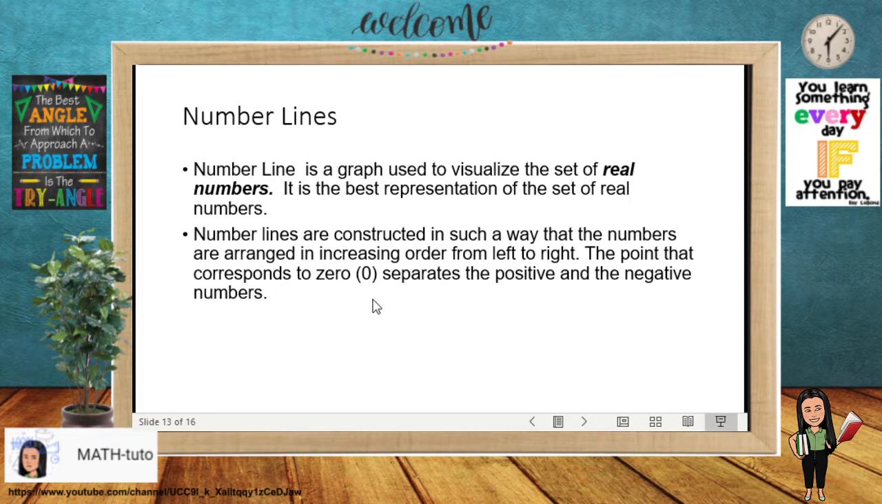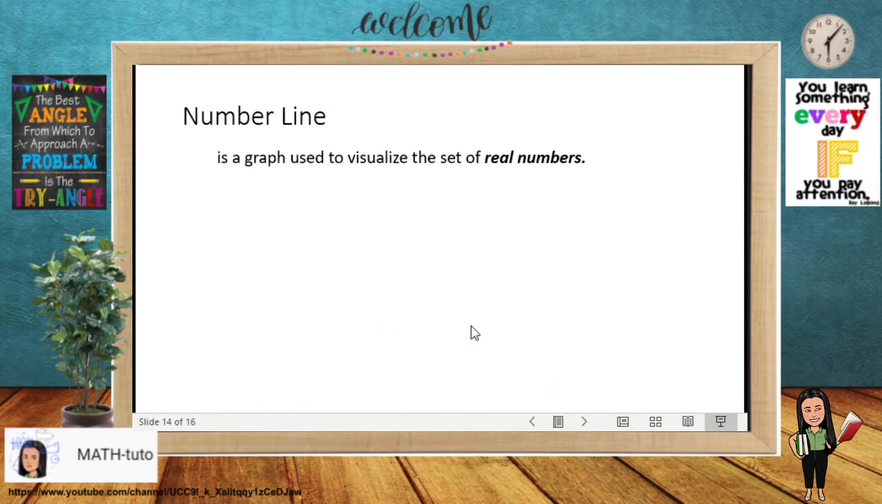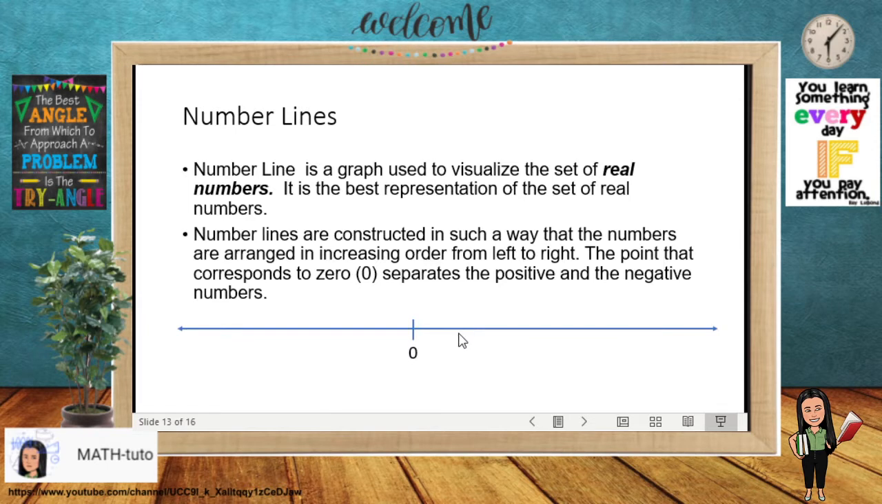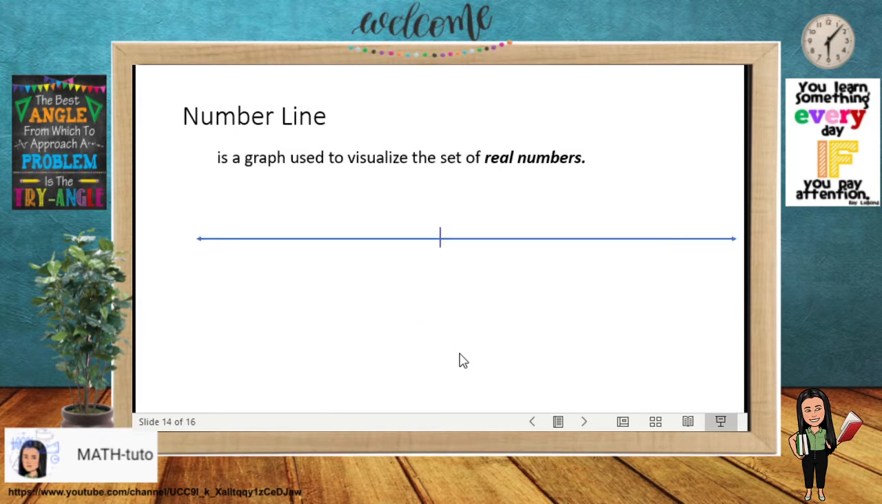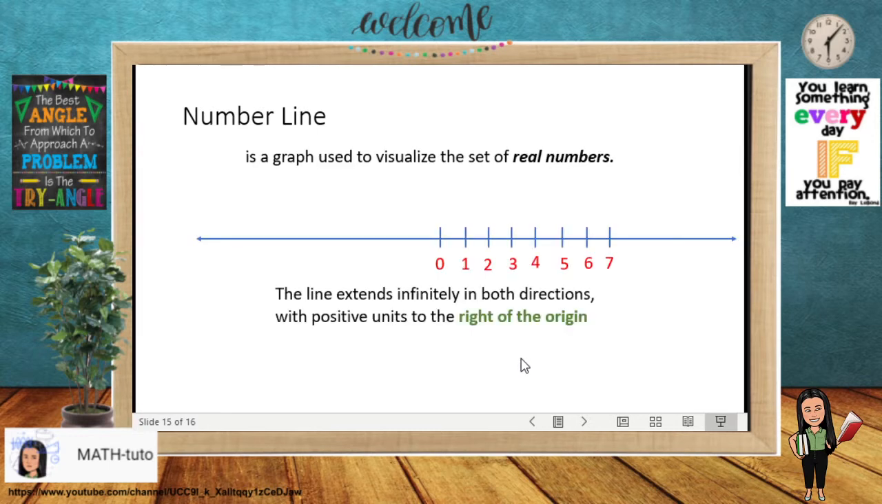The point that corresponds to 0 separates the positive and negative numbers. So if we have 0 here, we know that everything to the right of 0 will be positive and everything to the left of 0 will be negative numbers. Because of that, 0 is our point of origin or the reference point. Okay? So everything to the right will be positive and everything to the left will be negative.